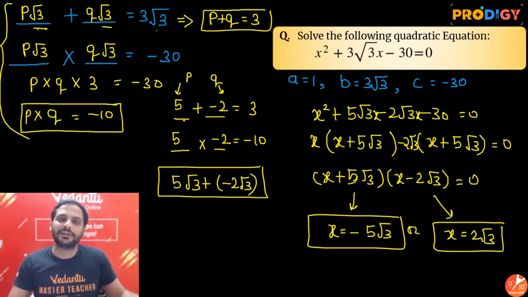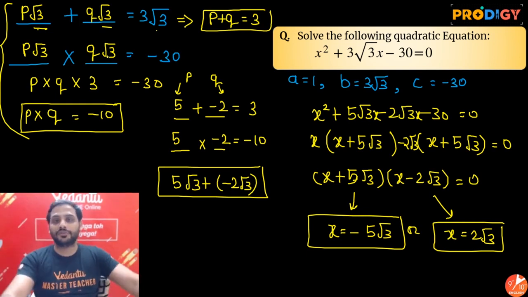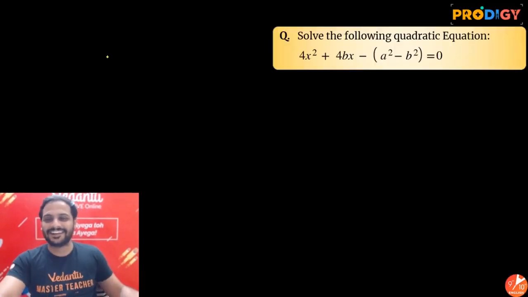I got to know it is 5 and minus 2. So p is 5, q is minus 2. So the numbers are 5 root 3 and minus 2 root 3. Alright, this is how root problems also you can do the splitting. Now try this trick with some other questions given in your NCERT. You'll thank me later. Alright, okay, let's move ahead now.